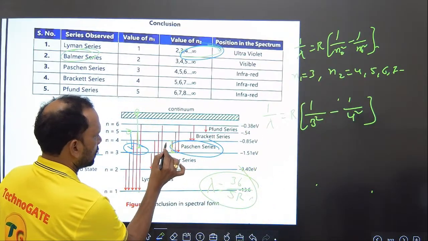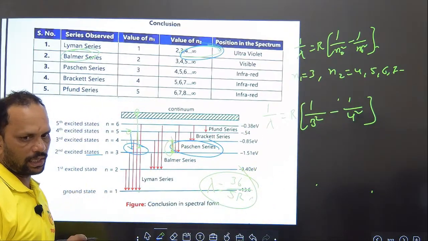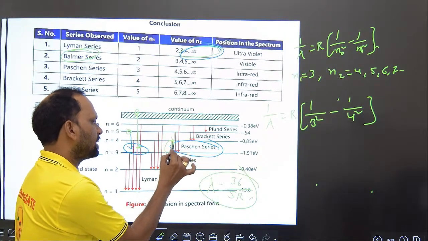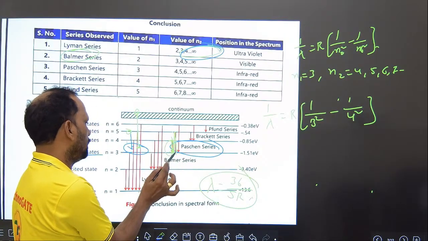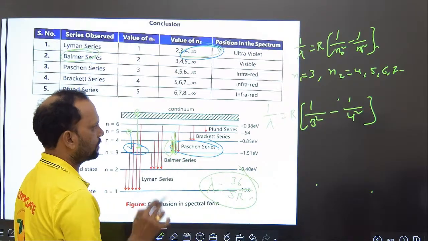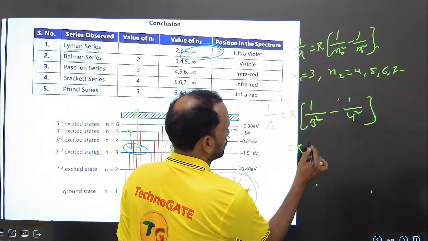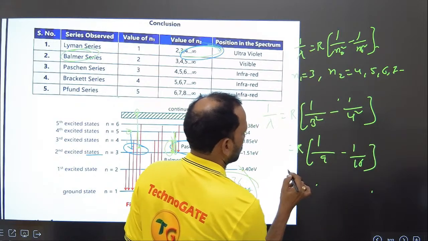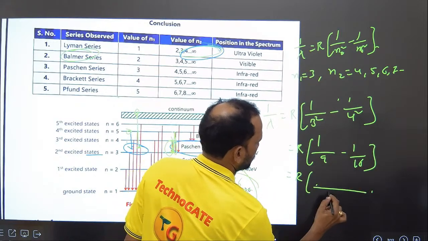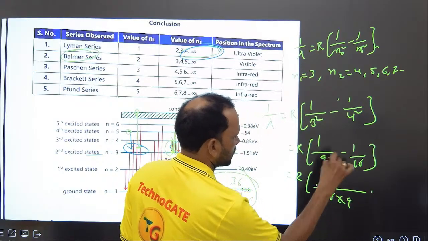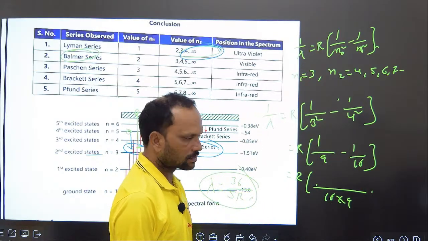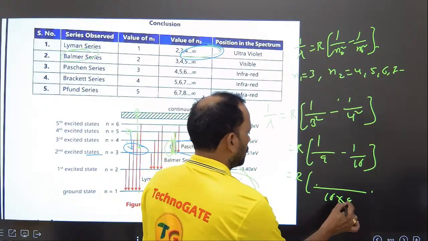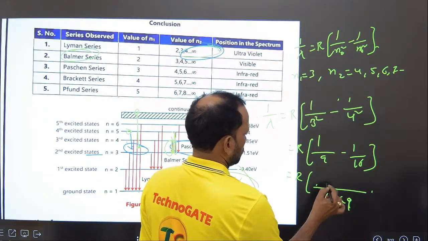This line is called the first line of the Paschen series. This is the second line, from 5 to 3. The third line is from 6 to 3. Then 1 by lambda is equal to R into 1 by 9 minus 1 by 16, which is R into (16 minus 9) by 16 into 9. So 16 minus 9 is 7.